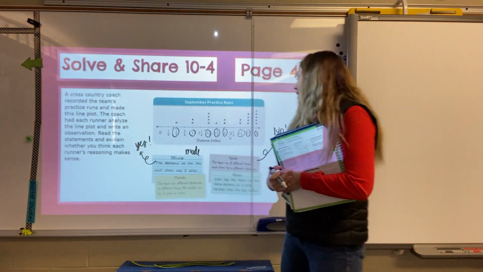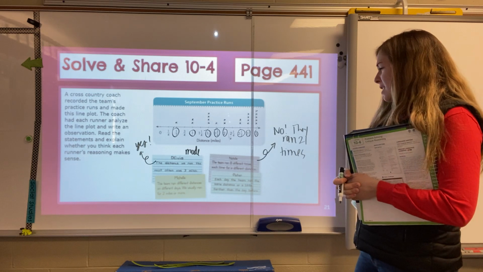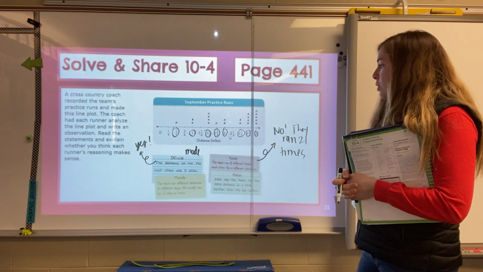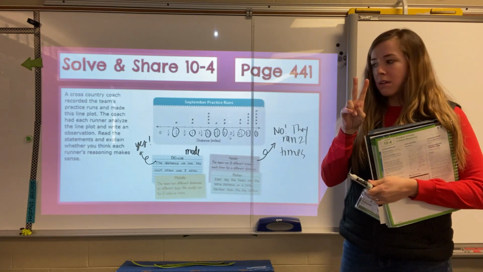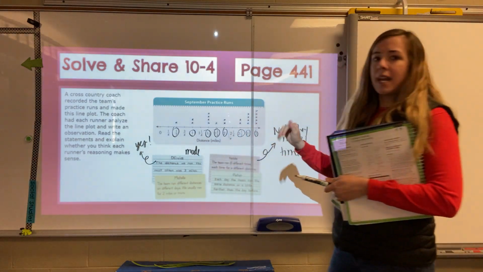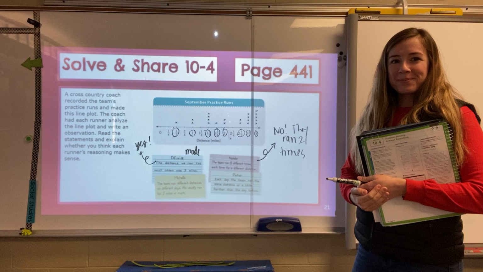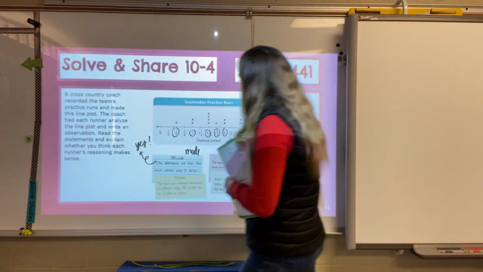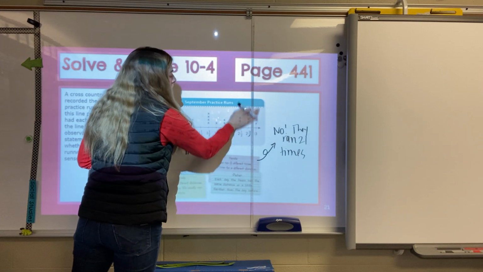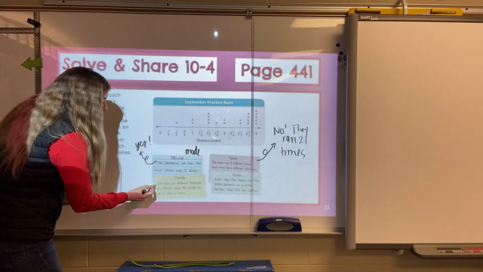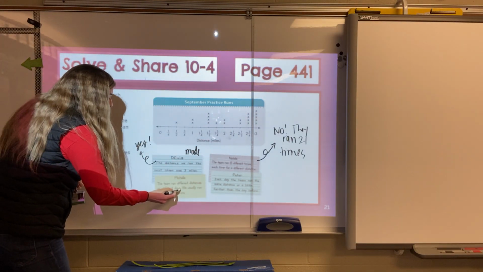Okay, Michelle. The team ran different distances on different days. We usually ran for 2 miles or more. So Michelle has 2 here. Analyze the first sentence, and then analyze your second one. Okay, Michelle's halfway right and halfway wrong. So the team ran different distances on different days.